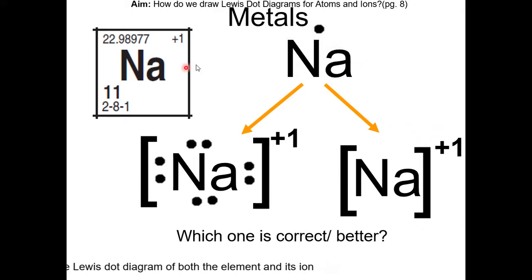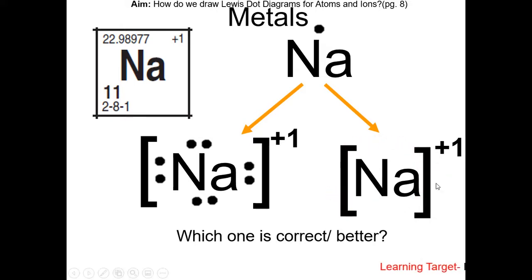Even though sodium, when it loses that valence electron, has 8 valence electrons, technically, this is inaccurate because when someone looks at this, they assume sodium must have gained 7 electrons rather than lose 1. So for metals, you don't draw any dots.